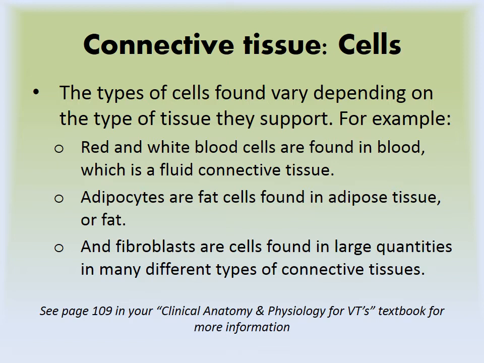Adipocytes are fat cells found in adipose tissue. Okay, so fatty tissue within the body is composed of cells that are called adipocytes. And fibroblasts are cells that are found in large quantities in many different types of connective tissues as well. So within these modules, especially anatomy and physiology, we're going to be referring to textbooks that you guys have already received. So I highly recommend you do some further reading in your clinical anatomy and physiology for veterinary technicians textbook that you have.